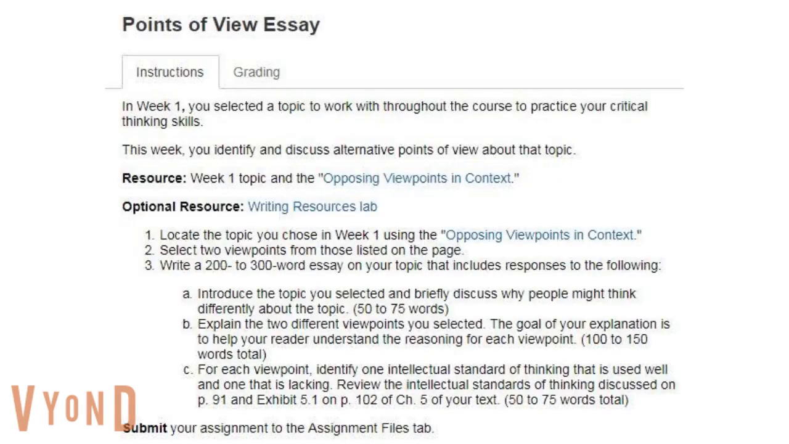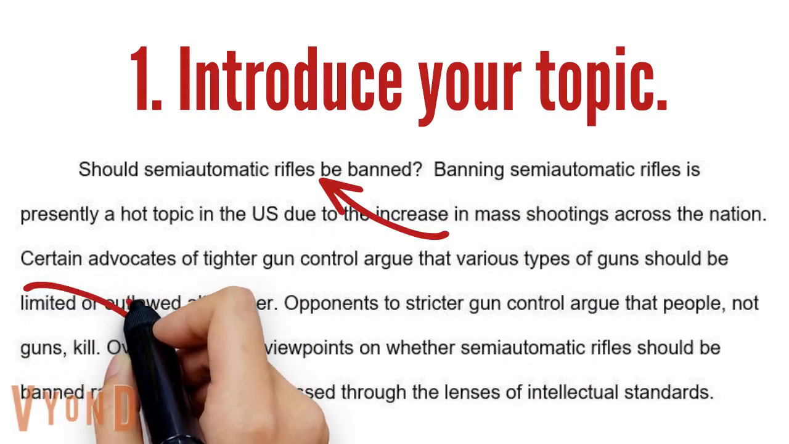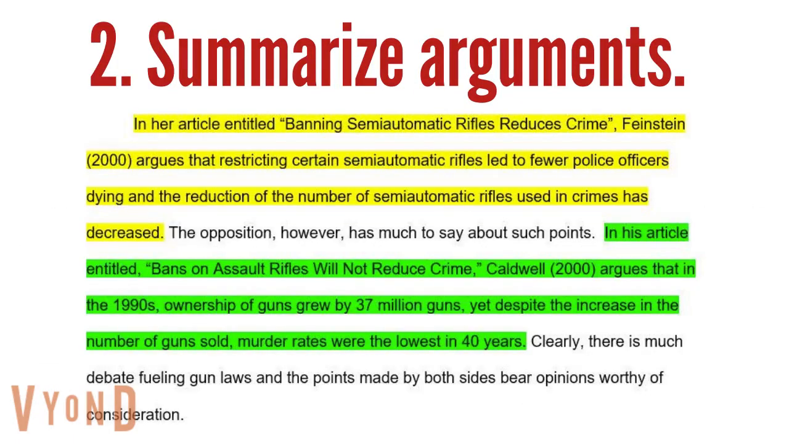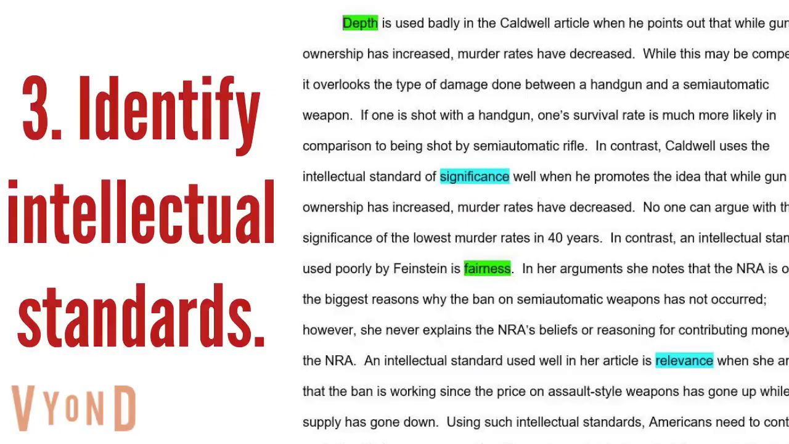Now that we covered the Opposing Viewpoints database and its tools, let's review what needs to be present in your assignment. The first step is to introduce your topic. Start the paragraph with an intriguing statement or question. End the intro with a statement summarizing the intent of your essay. Your next 1 to 2 paragraphs should summarize the main opposing arguments found in the 2 sources on your controversial topic. Finally, your conclusion needs to note the intellectual standards used well and poorly in each source.